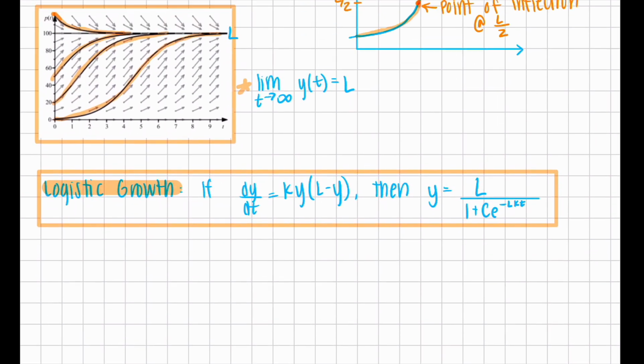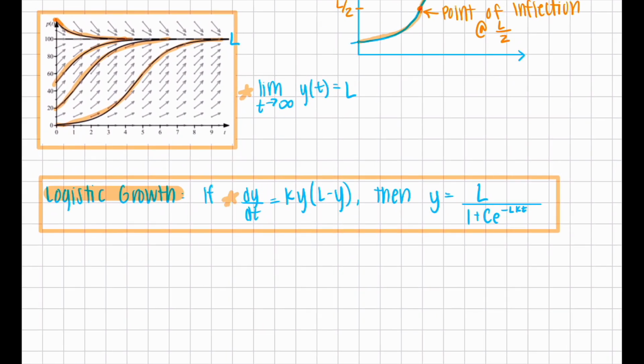So we have our differential equation, dy/dt equals ky times (L minus y). And notice that this differential equation is separable. So we could separate it, we could solve for y, all those things. It is a lot of work, so we're not going to show it in this video. But eventually you get this y equation. Again, L is the carrying capacity. And then you have k, a constant, and c, a constant. So these are the two equations that we're going to be using in all of our logistic growth examples.